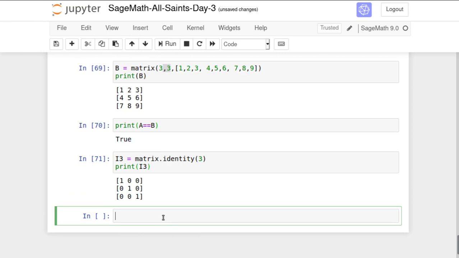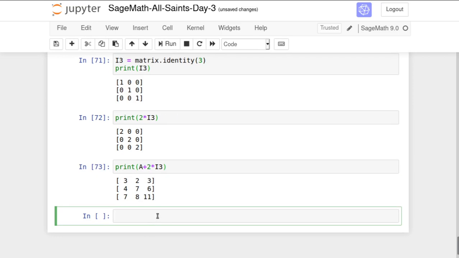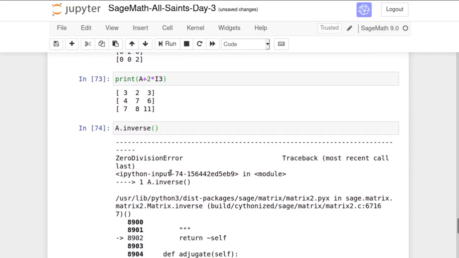And of course, you can multiply matrices with scalars like print 2 star I3. You get the result to be 2 0 0. You can add also, print A plus 2 star I3. So we will get it to be this. And now the inverse of A can be found provided it has non-zero determinant. A dot inverse. So we get A dot inverse.